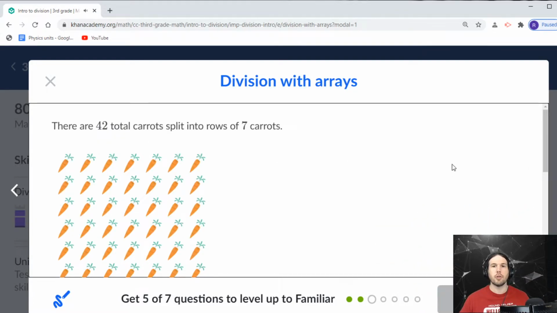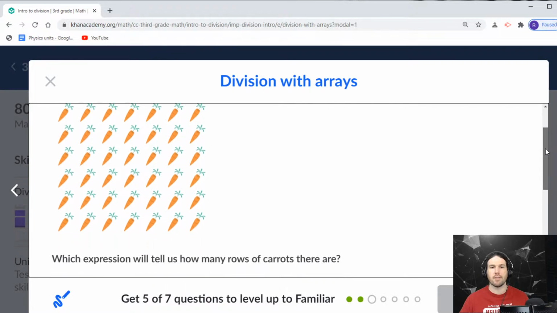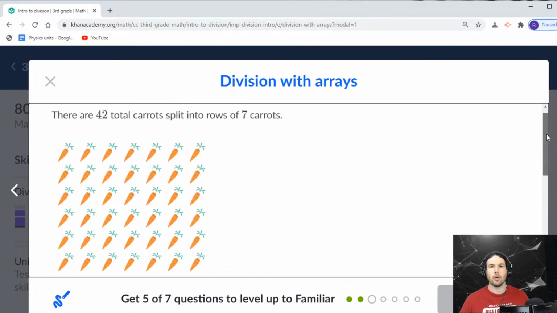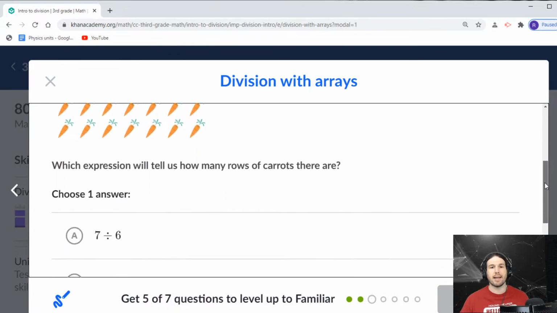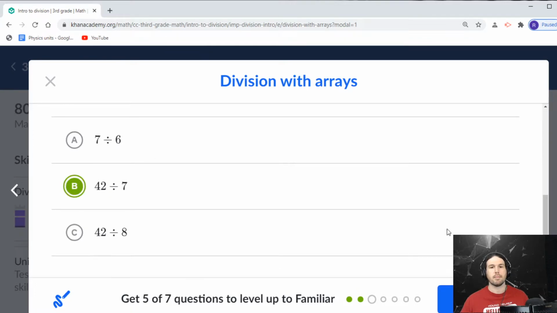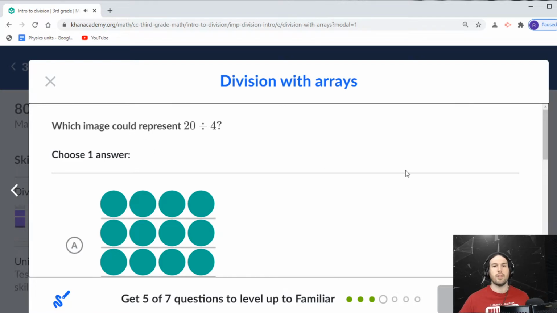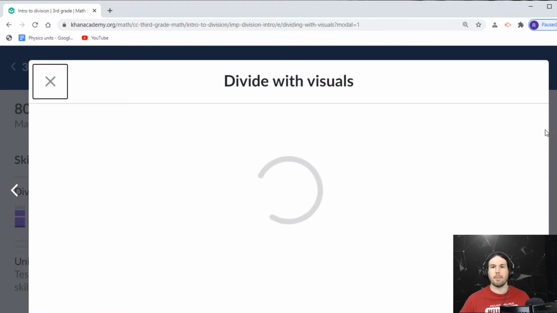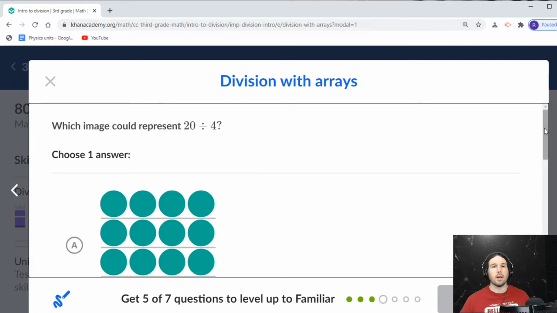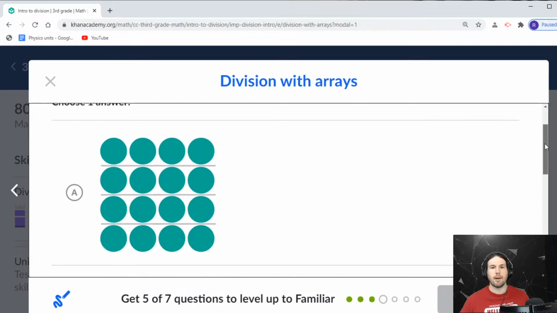There are 42 total carrots split into rows of 7. So we want to do 42 divided by 7 to get 6. Which image could represent 20 divided... I did it again. Which image could represent 20 divided by 4?